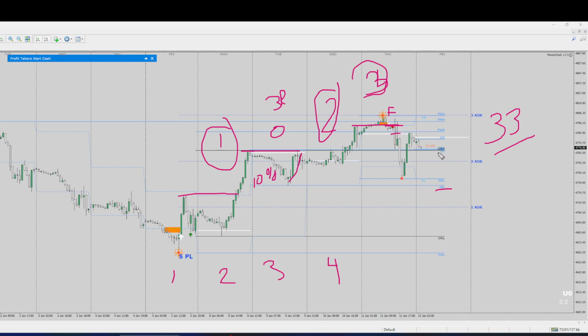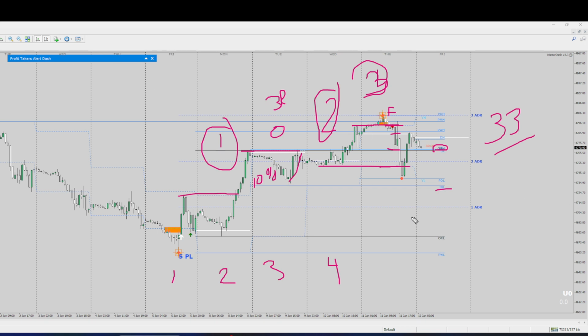Where's your target? Your target is at the open range, right? That's a target. And then your next target can be yesterday's low, which is right here. And that's it. That's your scalable trade. Isn't that beautiful? That's the 33 trade, guys.